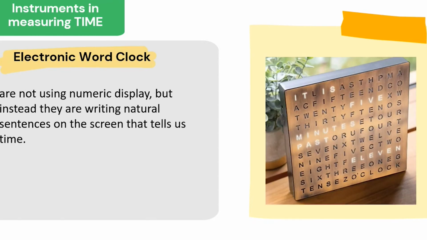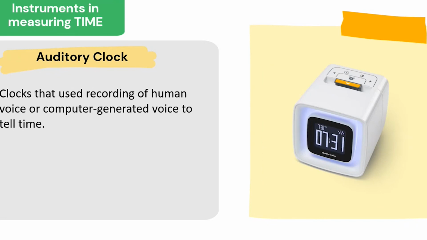Electronic word clock. So, ang ginagamit naman dito is, kumbaga parang ini-spell or by sentences na yung makikita sa screen. And yun nga, dinidepict niya yung time. Auditory clock. So, ang gamit naman dito is recording ng human voice or computer-generated voice to tell time.